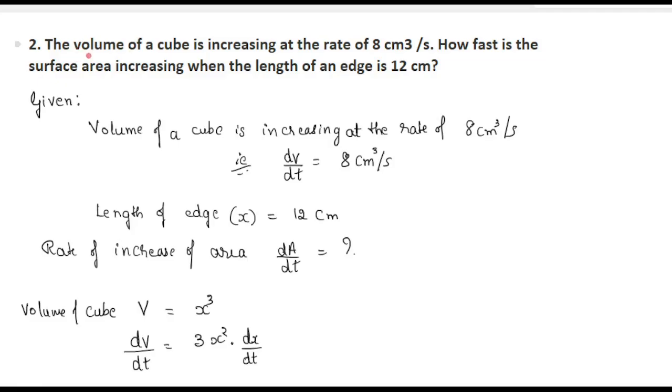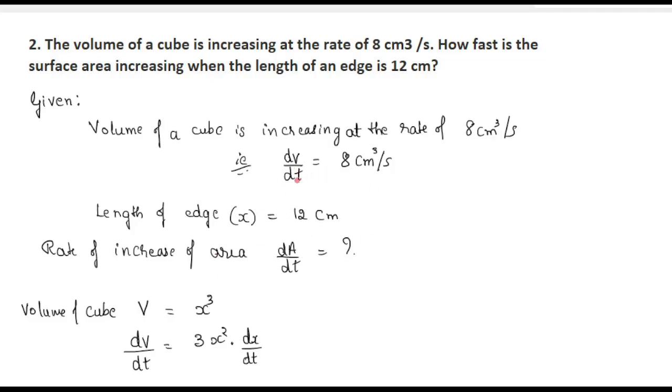Question number 2. The volume of a cube is increasing at the rate of 8 centimeter cube per second. How fast is the surface area increasing when the length of an edge is 12 centimeter? So what is given? Volume of the cube is increasing at the rate of 8 centimeter cube per second. That is dV by dt equal to 8 centimeter cube per second. How fast is the surface area increasing? That is dA by dt. How much is dA by dt when the length of the edge is 12 centimeter? So we need to find dA by dt.